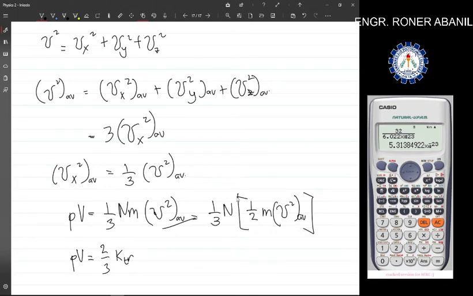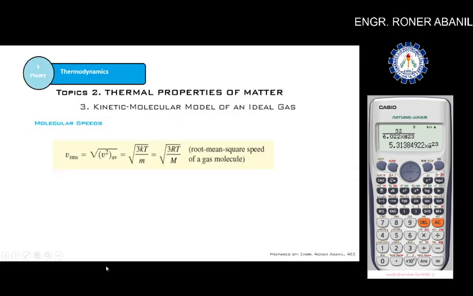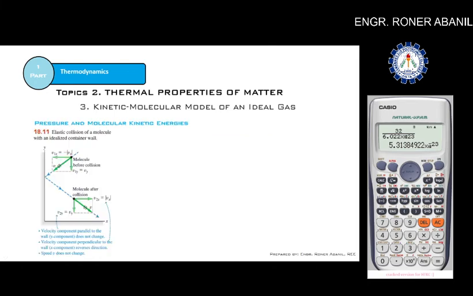Since that is what KTR is. So, when we compare this to the pV equals nRT equation from earlier, we get KTR equal to 3 over 2 nRT. And this is what we call the average translational kinetic energy of n moles of an ideal gas.